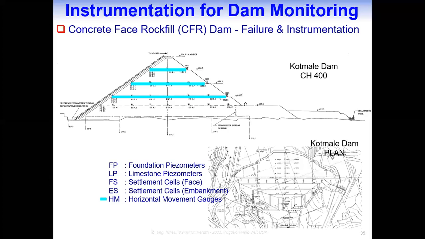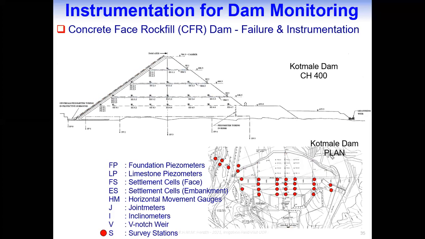that occurs due to internal relative movements of adjacent rockfill layers that are placed during the construction stages, and then horizontal movement gauges which measure the horizontal movements within the stratified layers, and then joint meters along the plinth and subjoints, and inclinometers to measure the inclinations of these face slabs, and then the V-notch to measure the weirs. Also, there are survey stations to measure the surface deformations of this embankment.